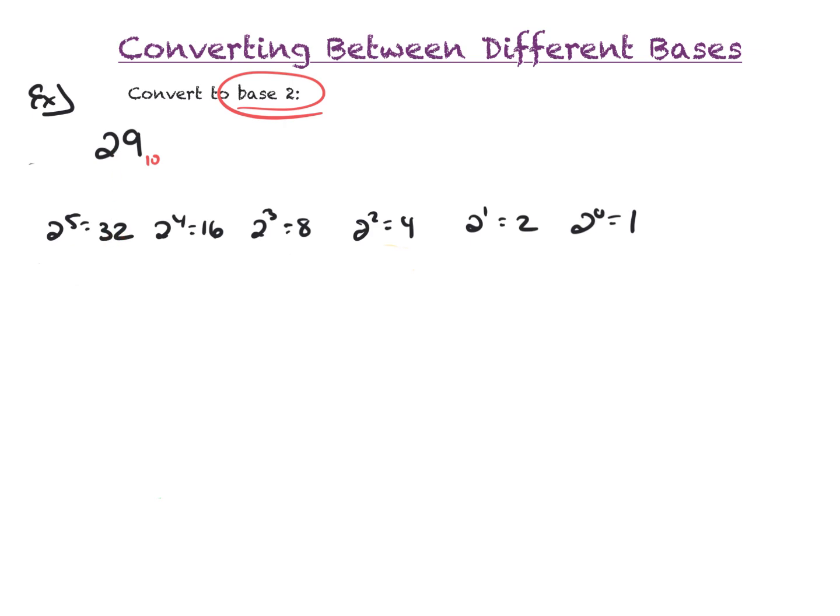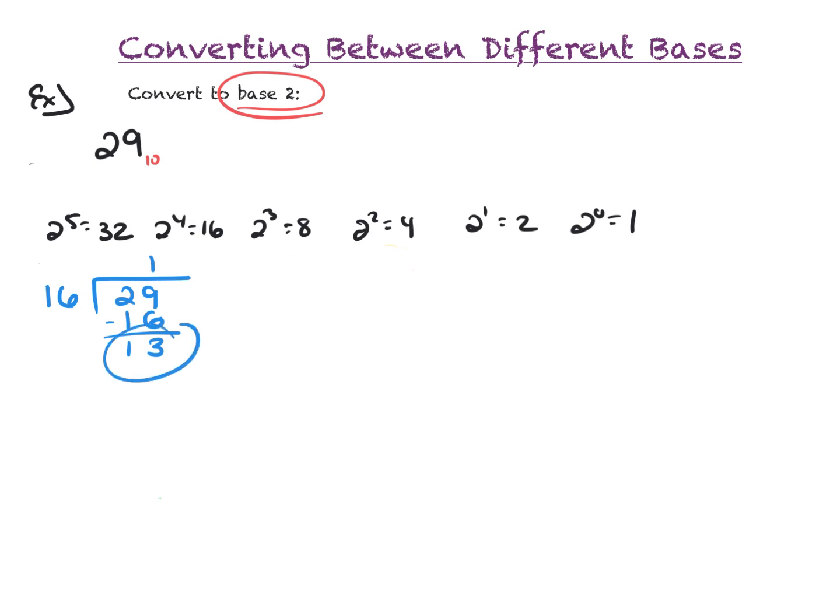Okay, so let's start. 32 is too big, but 2 to the 4th is 16. And what you're going to do is see how many 2 to the 4ths go into 29. Now, you don't want to use a calculator. You want to use regular long division because you're going to want that remainder. So here we go. 16 goes into 29 only one time. 1 times 16 is 16. And when we subtract, 9 minus 6 is 3. 2 minus 1 is 1.